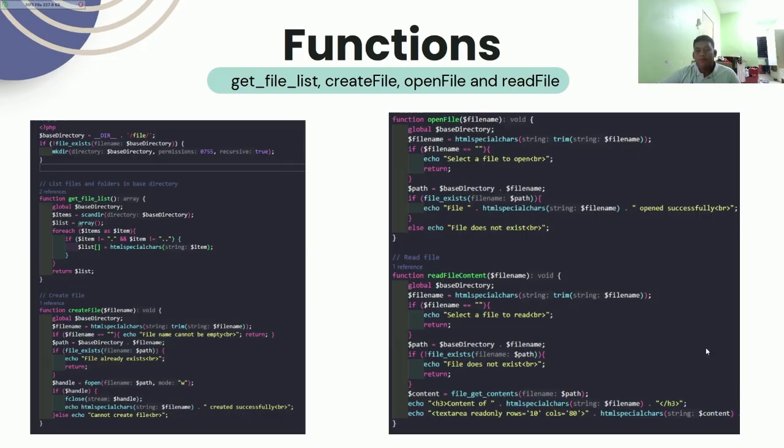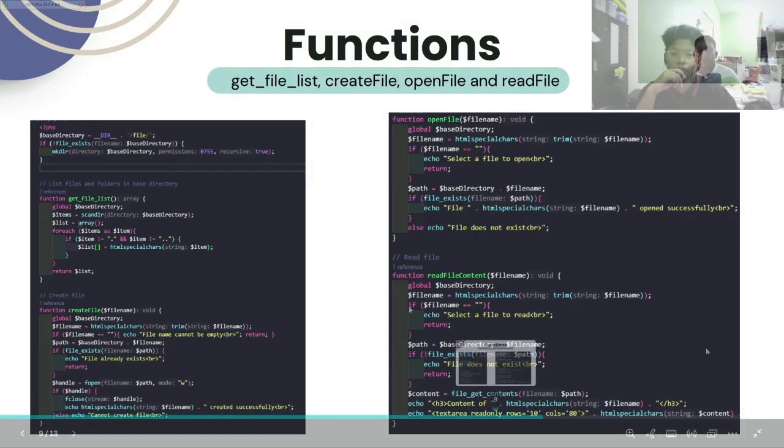Lastly, we have the open file function, which checks whether a selected file exists in the directory or not. If it does, it confirms that the file was opened successfully. Otherwise, it notifies the user that the file doesn't exist. That's all from me. I will pass on to my friend to continue the presentation.